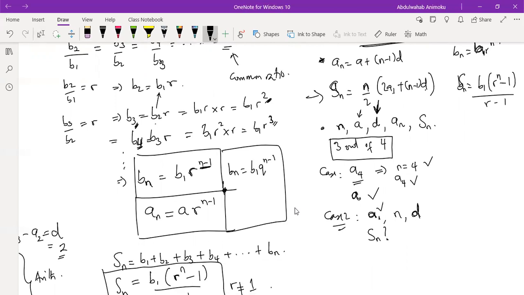They will give you A1, they will give you the term that you need to find, and they will give you the common difference. An example is, let's say they ask you to find S5, given that A1 is 2, and the common difference is -3. If you are given this, this is sufficient to solve the problem, because you know the 3 things that you need to find the 4th variable. So you know n, you know A1, and you know the common difference.